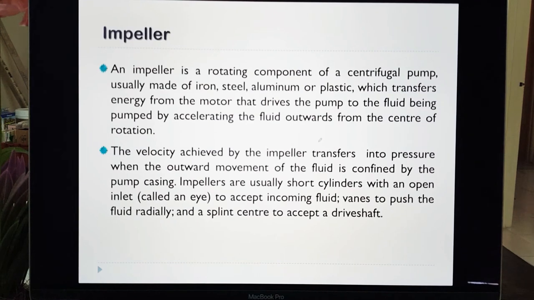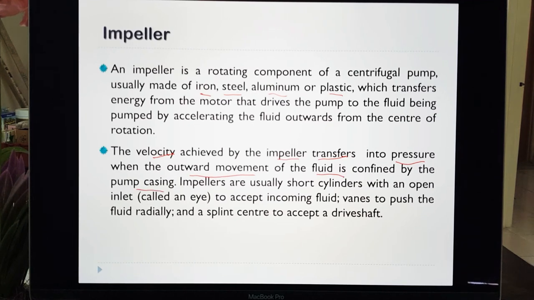Now, what is an impeller? An impeller is a rotating component of a centrifugal pump, usually made of iron, steel, aluminium, or even plastic, which transfers energy from the motor that drives the pump to the fluid being pumped by accelerating the fluid outwards from the center of rotation. The velocity of the fluid achieved by the impeller is transferred into pressure when the outward movement of the fluid is confined by the pump casing.